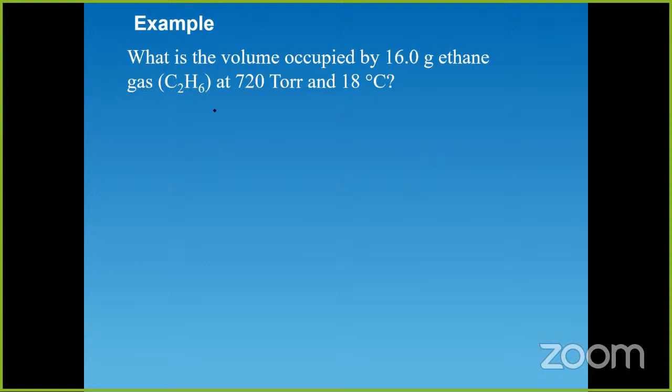So again, the equation we're starting off with is PV equals nRT. What the question is asking for in this case is the volume, which is equal to nRT divided by P. So let's see how we can deal with that. The first thing we need to do is determine the moles. They did not give us the moles.